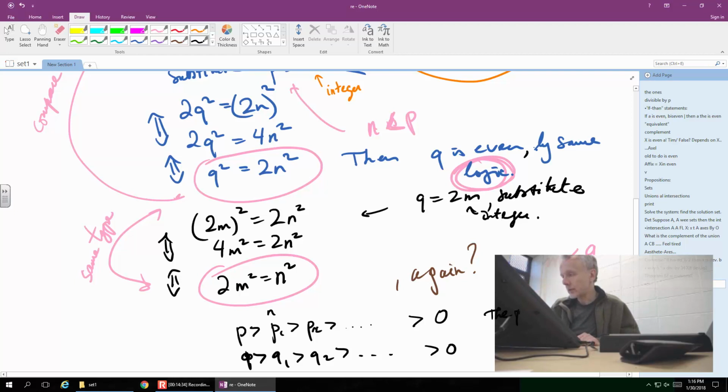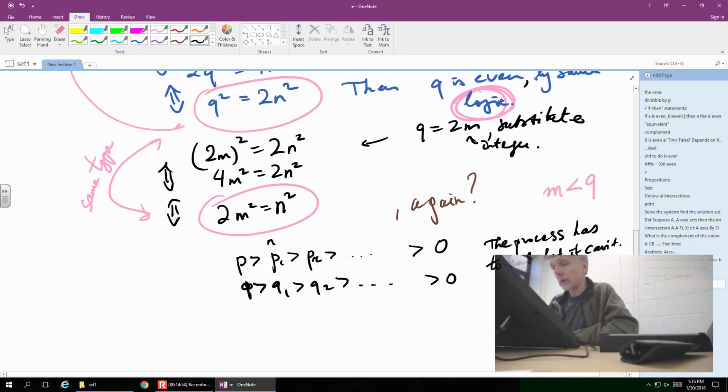So the process has to end. But it can't. Because this logic will work every time. Right? So I'm not sure if I explained it sufficiently, but you can certainly see. Let me do that. So to demonstrate that this works out for any number. So let me put it this way.